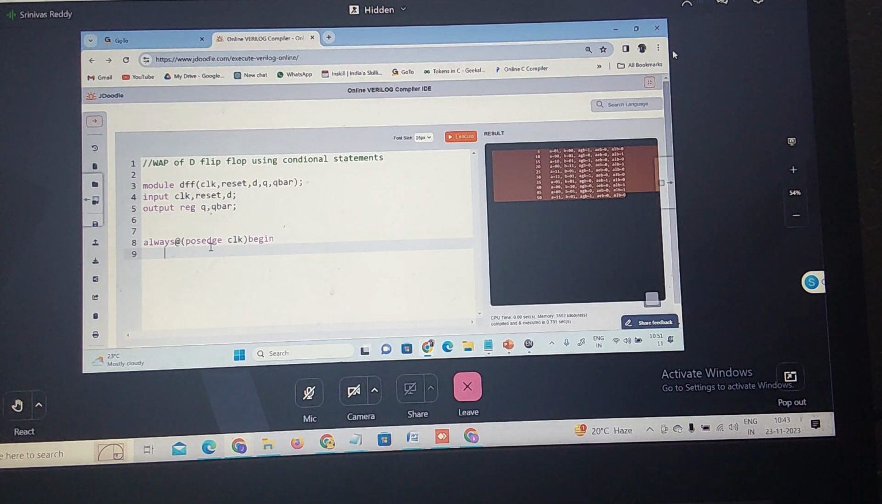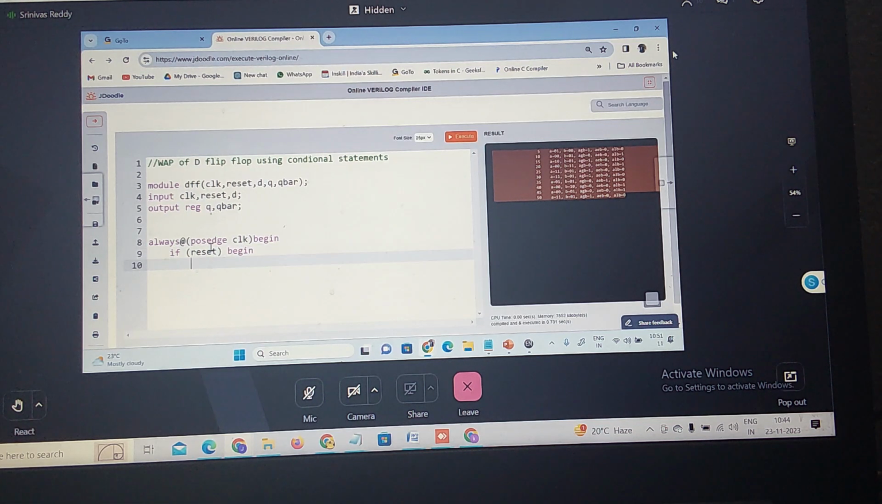Then always at the posedge of the clock, what do I want to do? Now I need to use the conditional statements, right? If, and what can I write? I can write reset. This reset value I'll be initializing in the test bench file, not the design file. Correct. If the reset is equal to 1, what do I need to do? Begin. What do I need to write? Q is equal to 0.